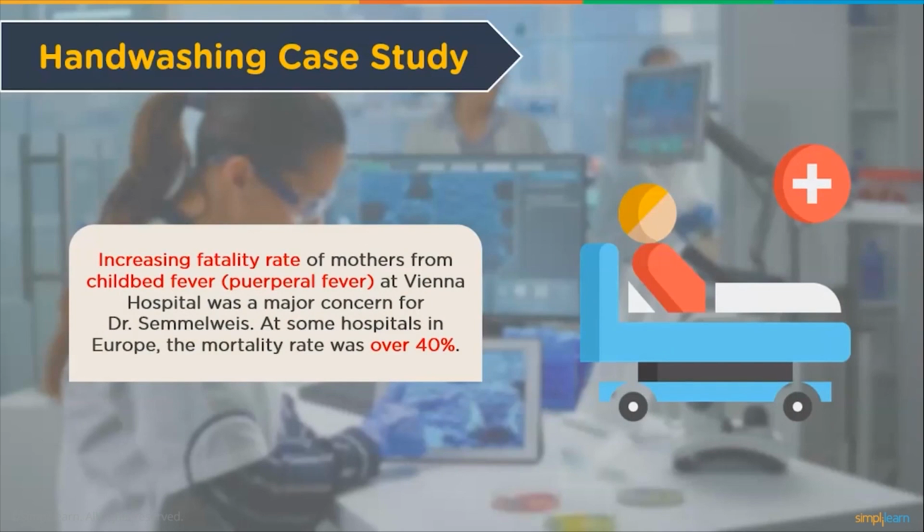Childbed fever is also known as puerperal fever. It happens due to infections in the female reproductive tract following childbirth. This childbed fever was an issue of concern throughout Europe, with some hospitals having over 40% mortality rate. So out of every 100 mothers who gave birth, at least 40 mothers would die in a week or 2 weeks' time.